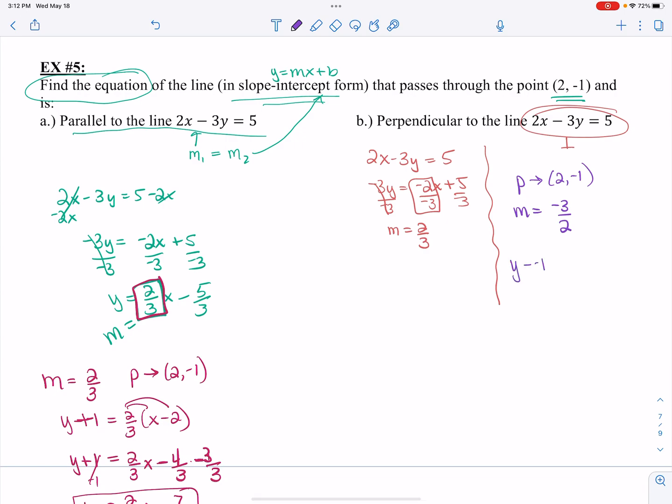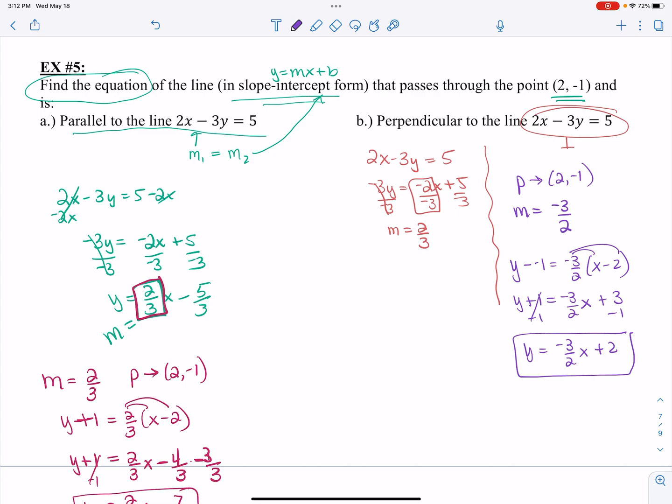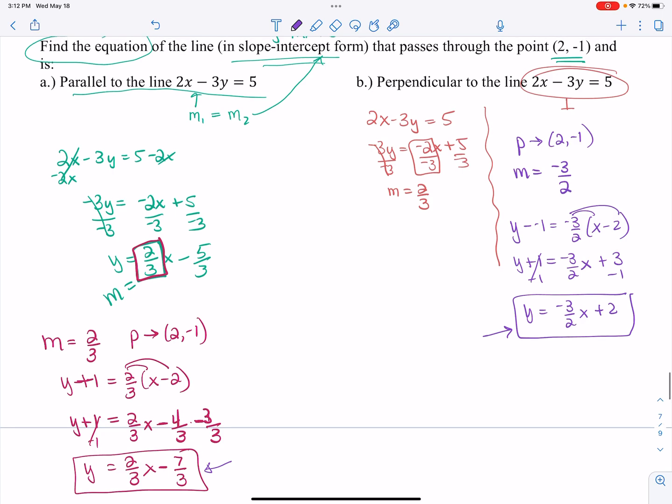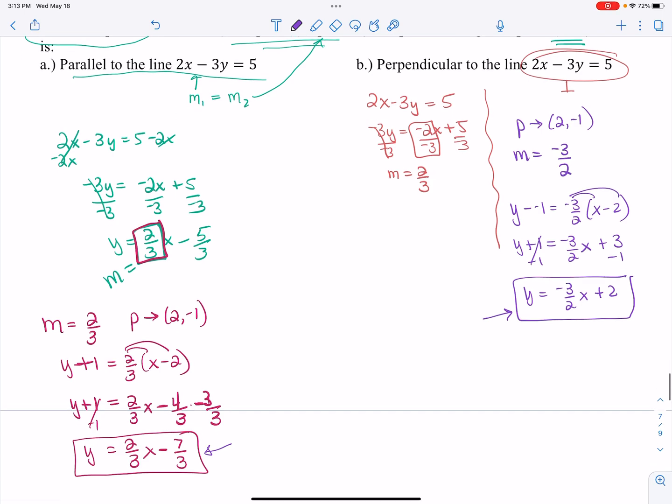Oh, this one's going to turn out nicer because when I distribute, the 2's cancel, and I'm just going to get +3. No more fraction. +2. And voila. This equation is perpendicular to that original line that was given.